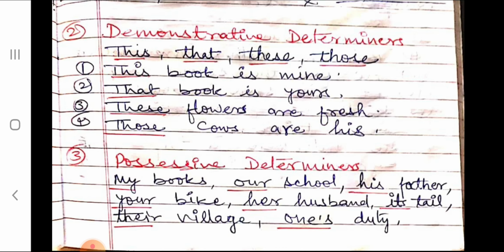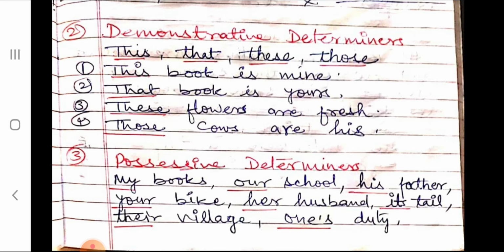Second, that is similarly used with a singular noun which is far off from you. That book is yours means the book is lying away from you, that is not close to you, that is placed somewhere far off from you, and you say that book is yours. Next is, these flowers are fresh. That means the determiner these is used before a noun that is plural in number and that is placed close to you. Example is, these flowers are fresh.